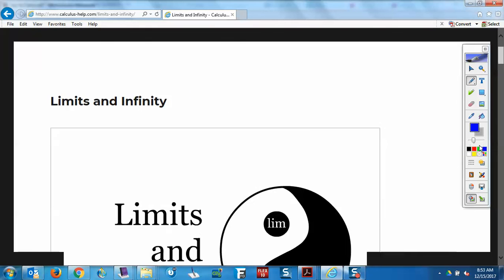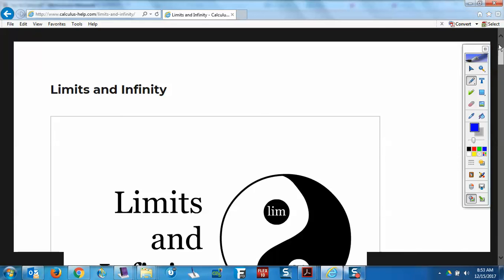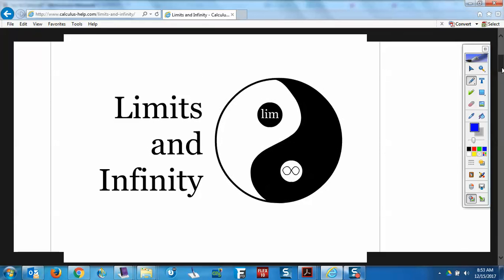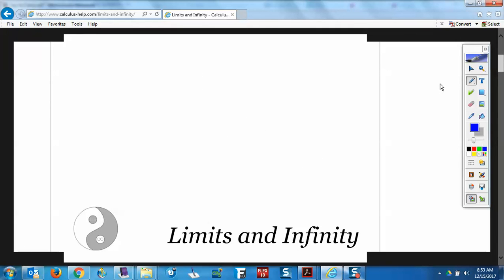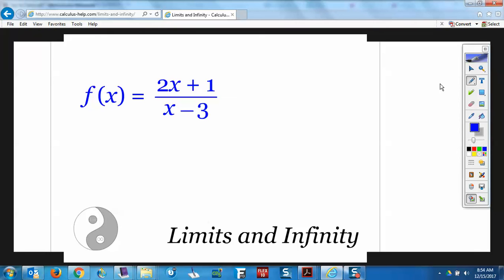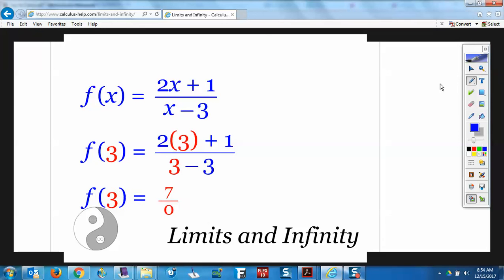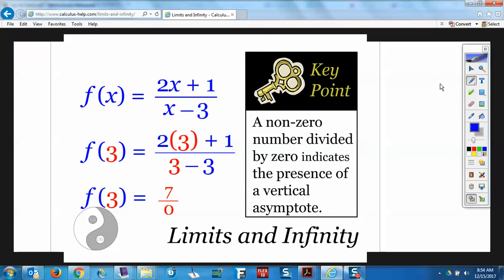In this section, we'll delve into the mysterious and ancient relationship that exists between limits and infinity. As you calculate various values of f and evaluate different functions, you can come across some bizarre things. For example, take a look at this function. F of x equals the fraction 2x plus 1 divided by the quantity x minus 3. Now, if you plug in 3 to this, you're going to get 7 divided by 0. Now, I know we've seen 0 divided by 0 in a lot of previous examples, but we've never seen a non-zero number divided by 0. Well, that's bizarre, I know, and it indicates something important.